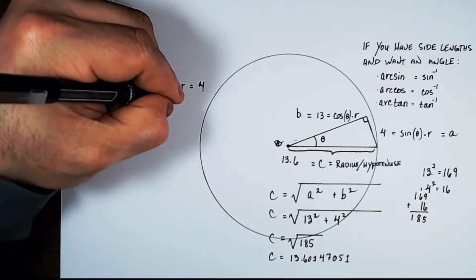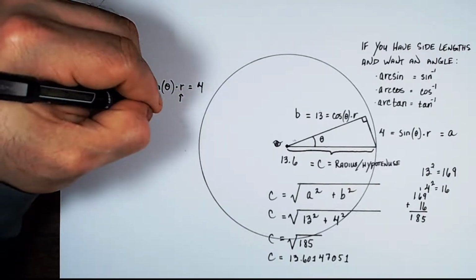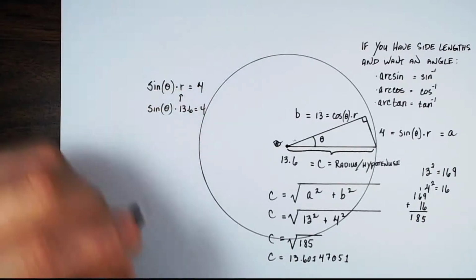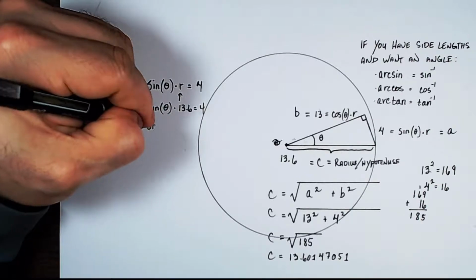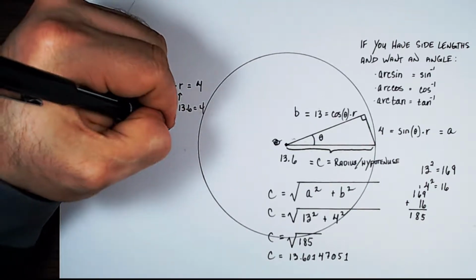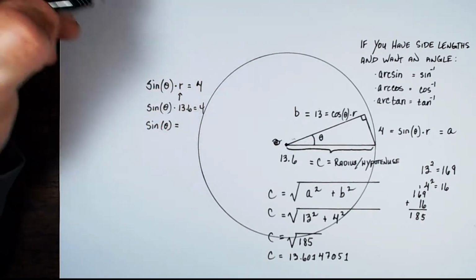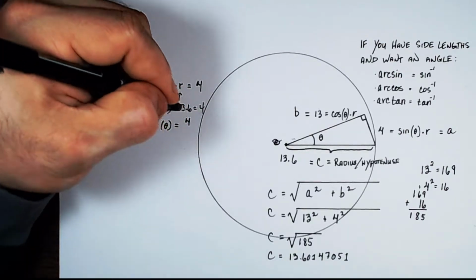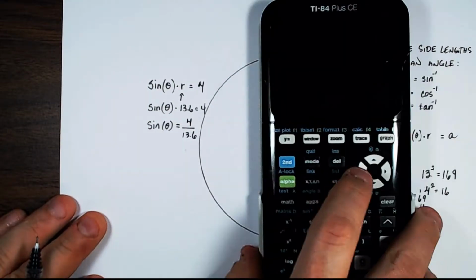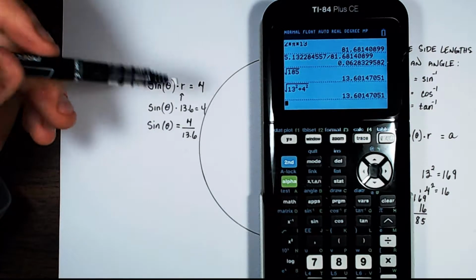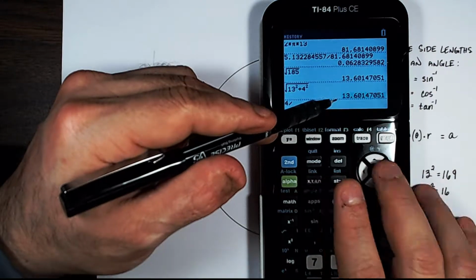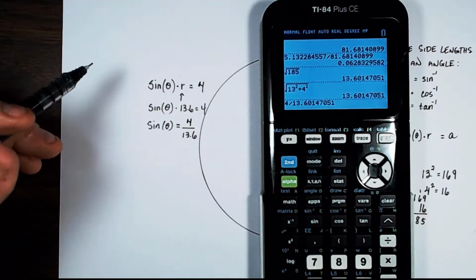In this case, we know the radius. So the sine of theta multiplied by 13.6 equals 4. So if I want to know what the sine of theta is, I can't find out what I don't know what the angle is, but if I want to know what the sine of theta is, I just take 4 and divide by 13.6. And that value, and I'll use the full value here from the calculator, that value is 0.29.